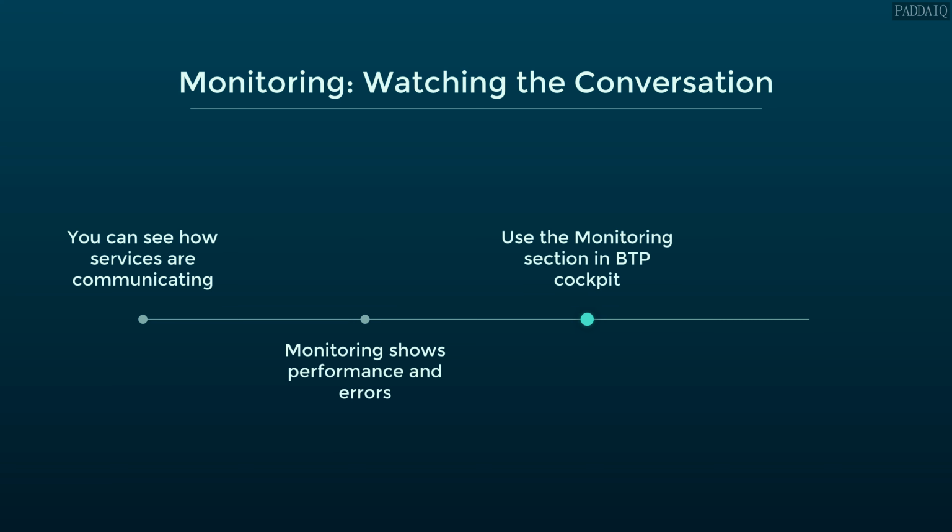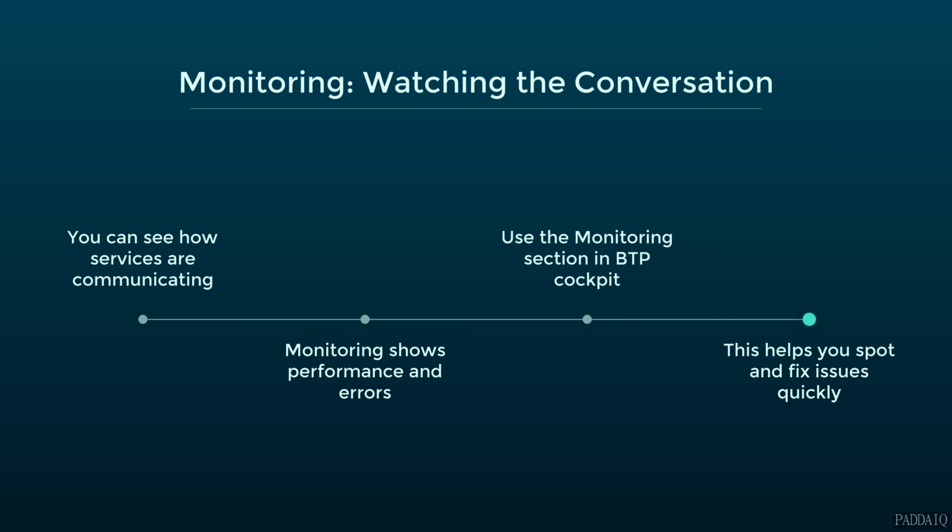Use the monitoring section in BTP Cockpit. It lets you check the health and performance of your applications and services. For example, if your online store is running slowly, you can view metrics here to identify the cause. This ensures your systems are reliable and performing as expected.